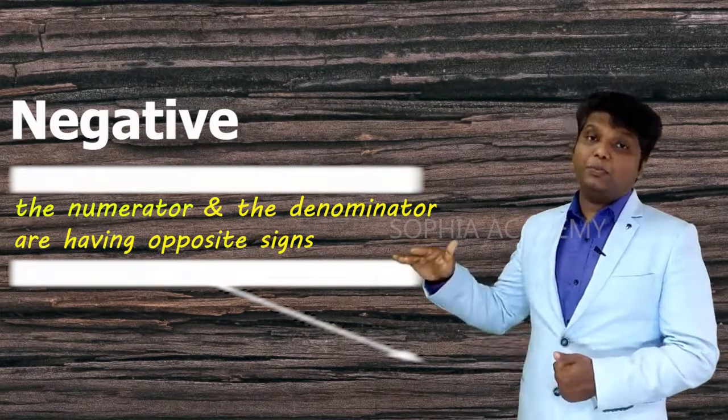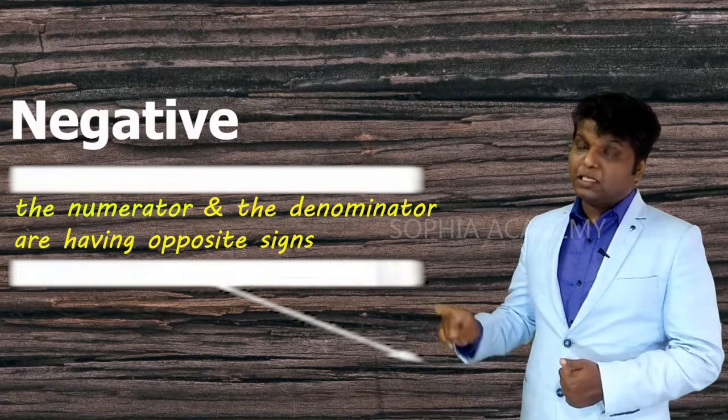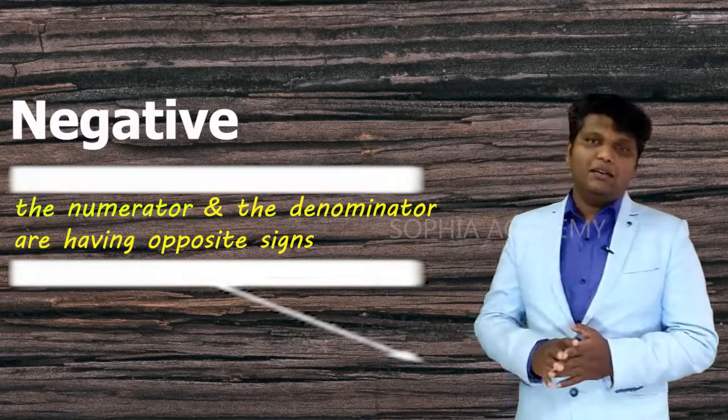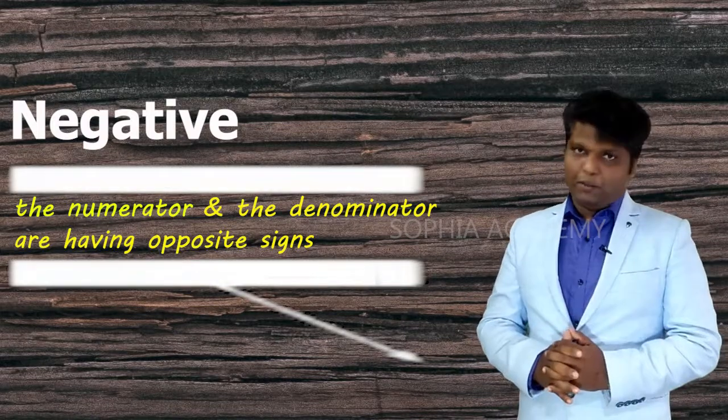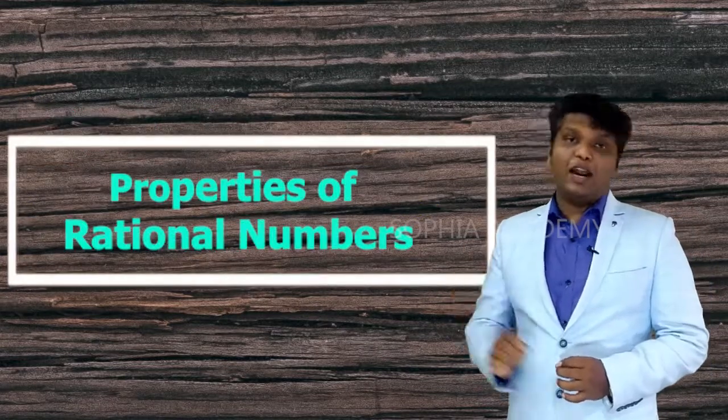It means if the numerator is positive, the denominator should be negative, and if the denominator is positive, the numerator should be negative. This means the signs are opposite to each other. That typical rational number is what we call a negative rational number. Now let me talk about properties of rational numbers.